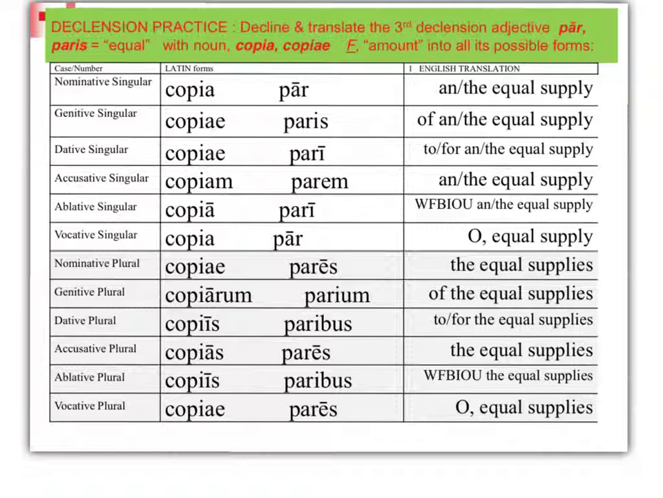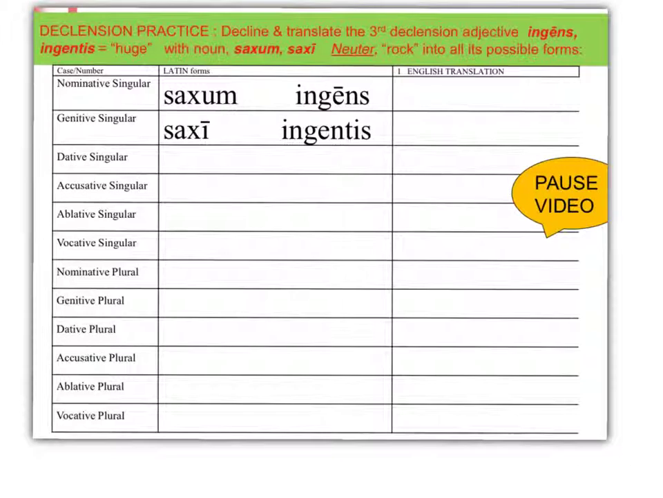Right, well how do we do? Here are the answers. The equal supply, or of an equal supply. Please pause the video and check your answers. Alright, now one more, again using ingens, ingentis with the word saxum, saxi, which is the word for rock, and it is neuter, so keep that in mind, remember the neuter rule. Please pause the video now.